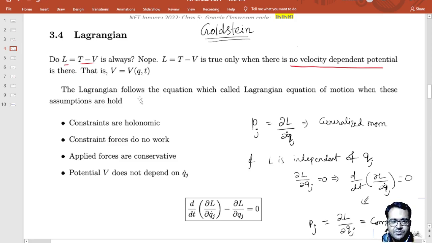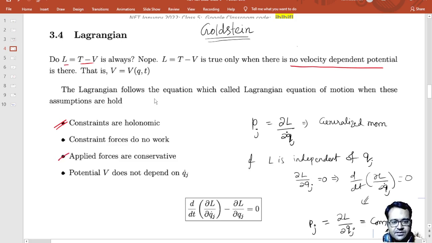We take a few assumptions. One is that the constraints are holonomic. What is a holonomic constraint? Please revise the constraint parts from any book, Goldstein or Spiegel's theoretical mechanics will also work. Constant forces do not work, meaning there is no work done by the constant forces.